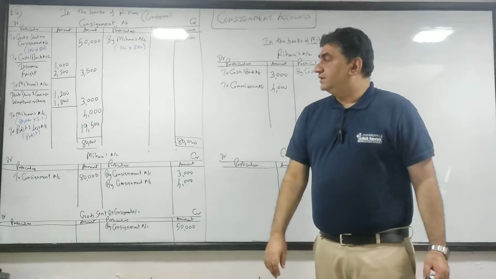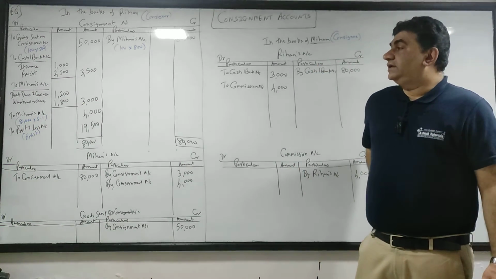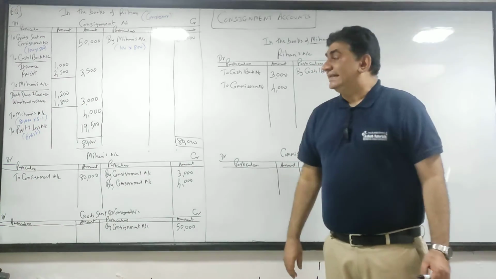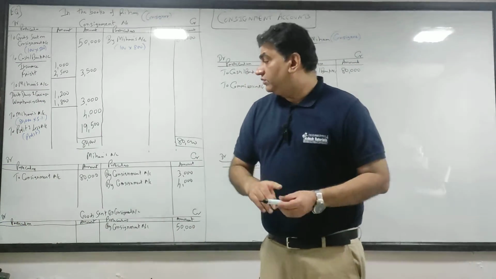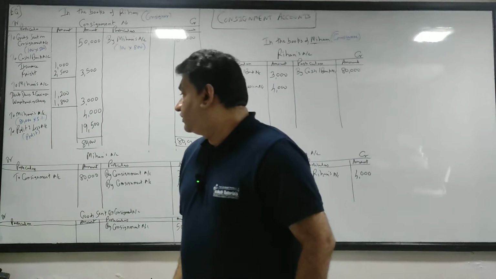Consignment account debit 19,500 to profit and loss account 19,500. Clear? Now let's close Mihan's account.